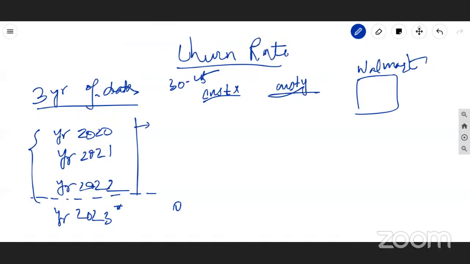The choice is yours. As per the problem definition, the stakeholder only wants to know what the churn rate is. The stakeholder doesn't know the methodology you are going to apply. It's completely on you. So that's the assumption. Let's brainstorm on this.